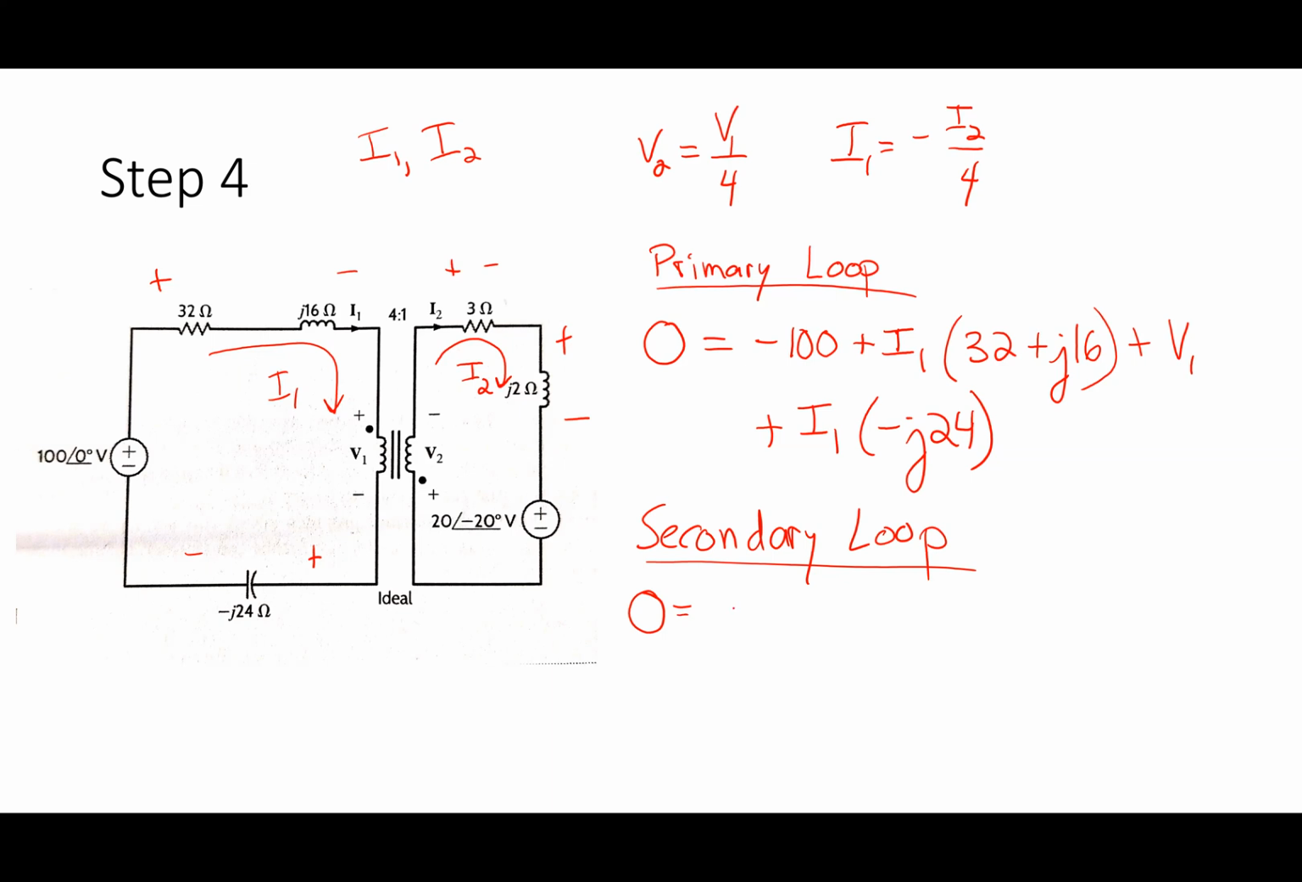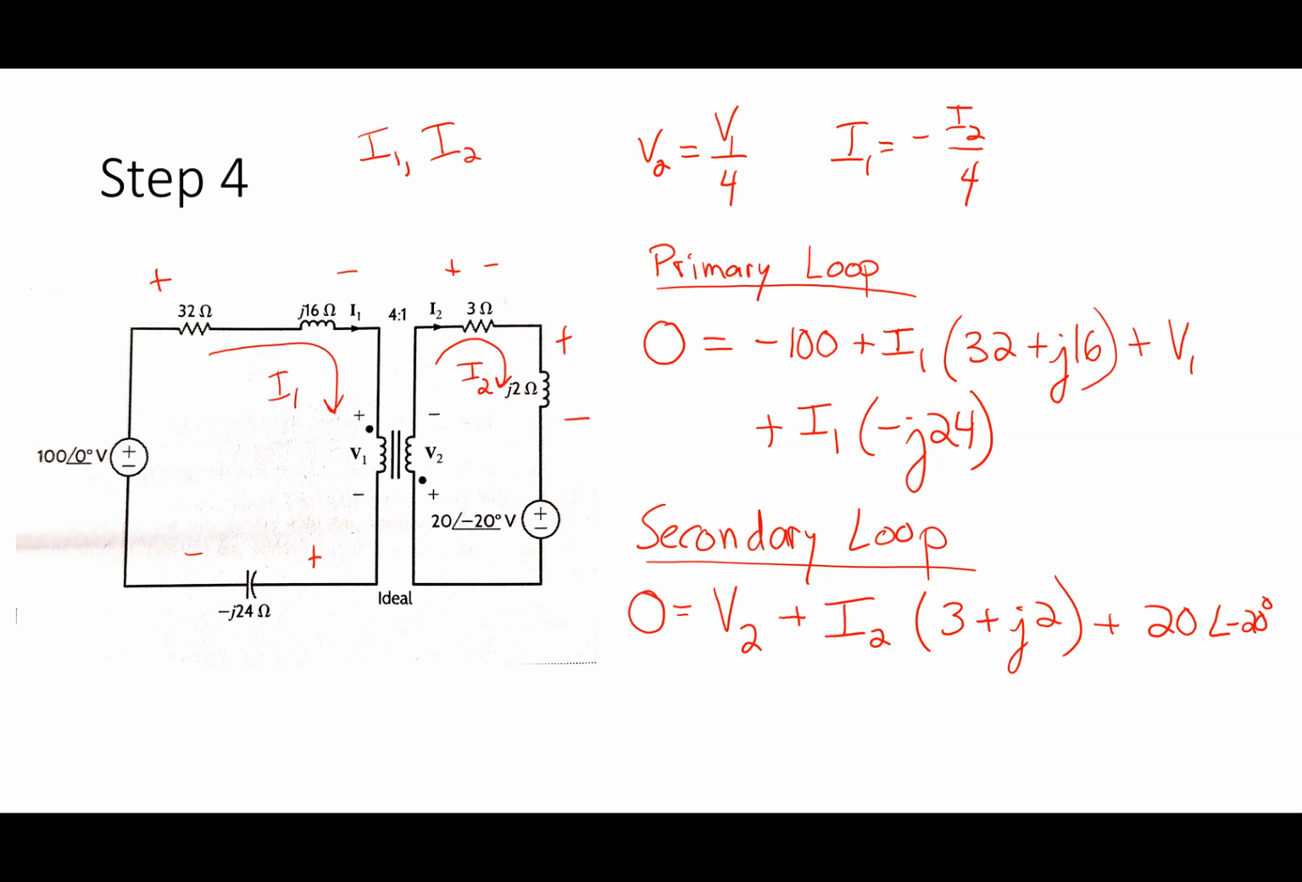So what do I write first? V2. And then I go through a series combination of impedances. So I have I2, and what do I multiply that by? Times 3 plus J2. Yep, 3 plus J2. And then I go plus to minus on this 20 angle negative 20 voltage source. Okay. Now, in this case, what have I got?